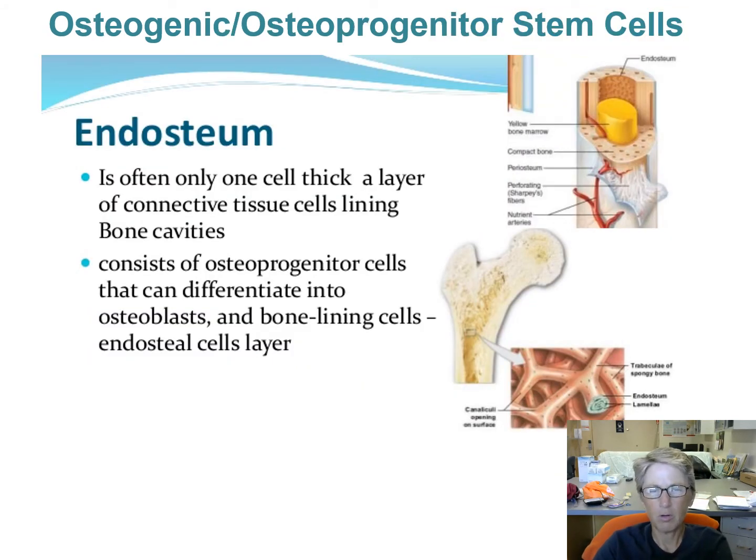Oh, this is just another cartoon that shows the endosteum better, I think. So here's a cross section of the bone, and when we look inside, all of this is endosteum. See how it's lining the yellow marrow cavity? So here's the yellow marrow, here's the cavity, and this is all endosteum. And usually it's just one cell layer thick, so it's got those osteogenic cells in it and connective cells.